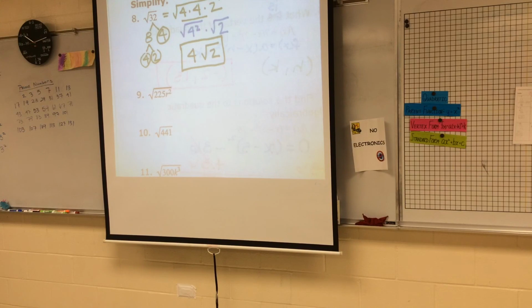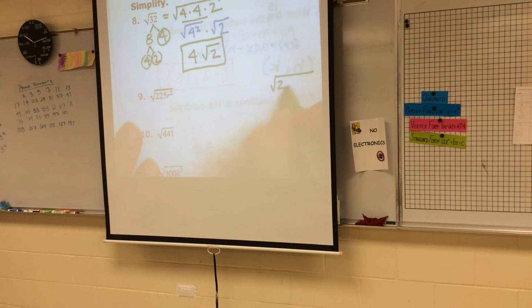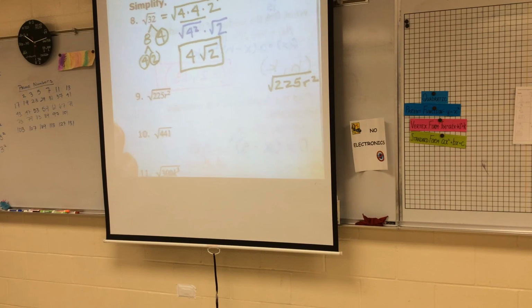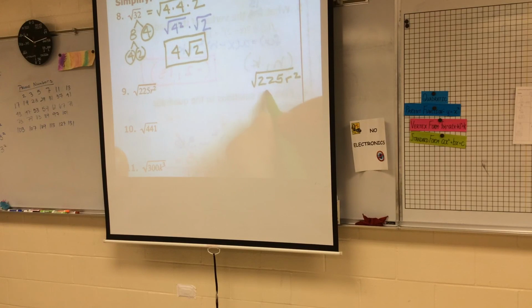Nine and 10, I formatted kind of funny, I apologize. So I want to write my work for 9 over here so that I have space for 10 also. So 9 says the square root of 225 r squared. So I'm going to factor that 225. What factors into 225? 15 times 15, right? 15 times 15 is 225. We don't have to solve it. No, because we have a pair, don't we?